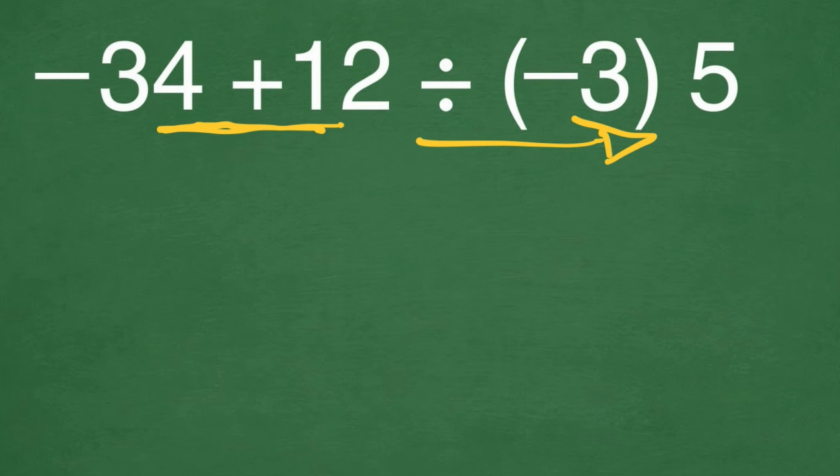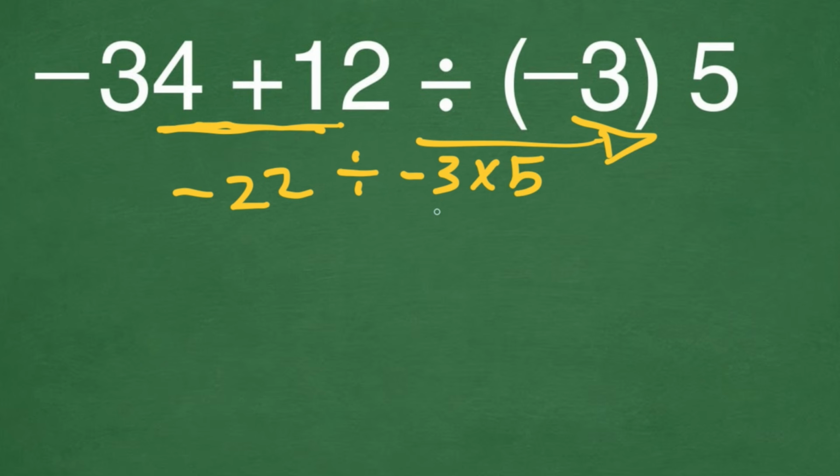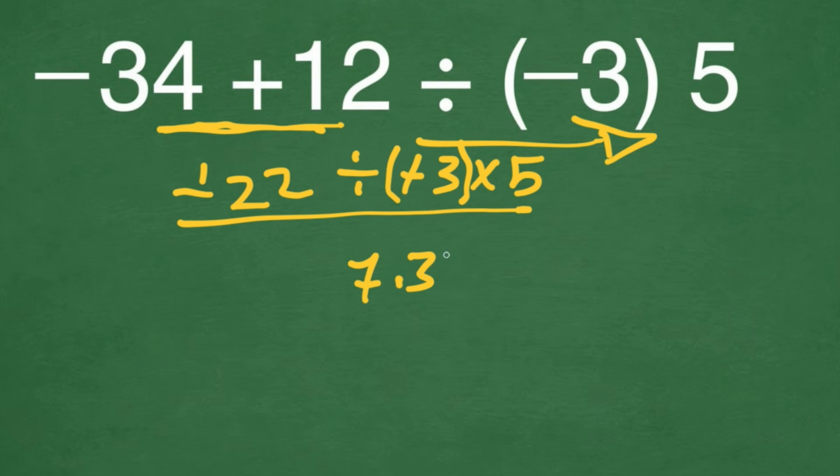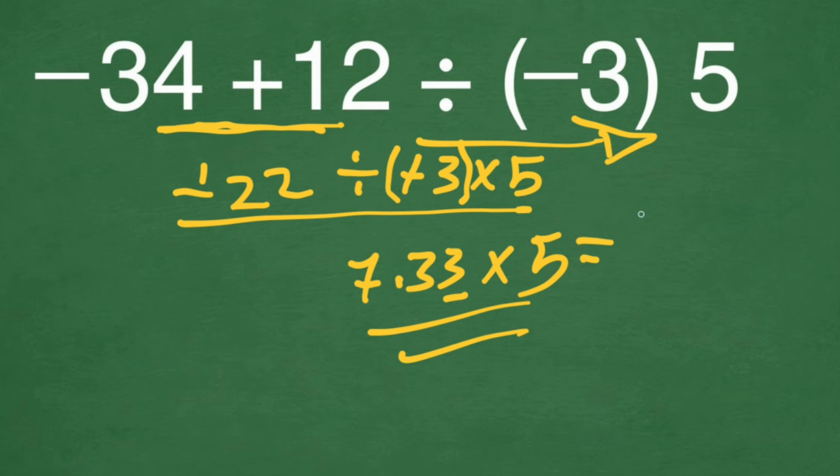So what they do is they start operating from -34 plus 12, which is -22. So -22 divided by -3 times 5. They would end up with this equation. And what they do again is they just divide -22 by -3. So the negative cancels out the negative, and 22 divided by 3 is equal to 7.33. And they multiply that by 5, and they get the answer 36.